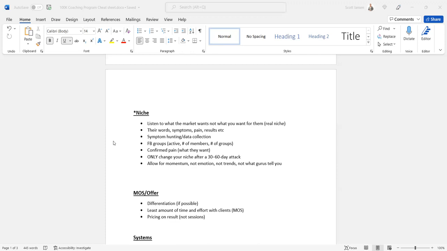It's a very simple process, but a lot of people overcomplicate it. We go to Facebook groups, and in Facebook groups, we're looking: is the group active? Are there a lot of members? Are there a lot of different groups? And as long as you can find big enough clusters of people in active groups who are talking about a real pain, that becomes your niche.